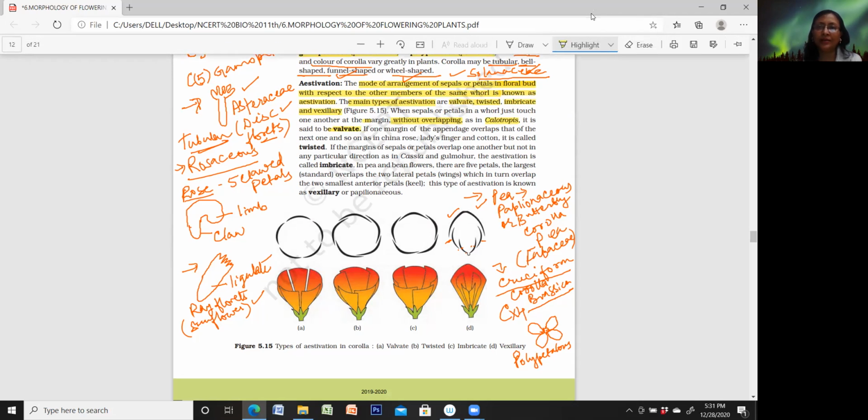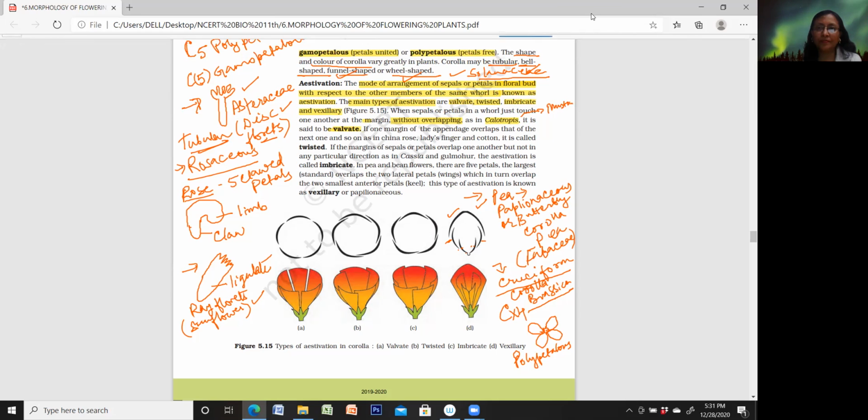So you can even add this mustard or Brassica, which is valvate. And you can see the aestivation shown here, the first diagram. These are the petals, and you can see that none of them overlap the other. So you call this a valvate aestivation. Okay.